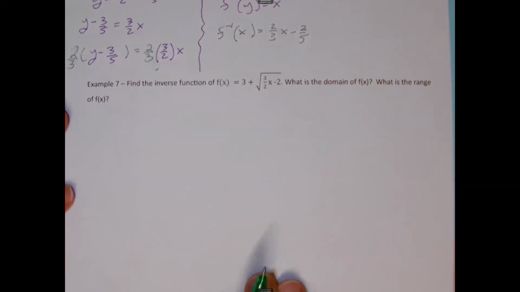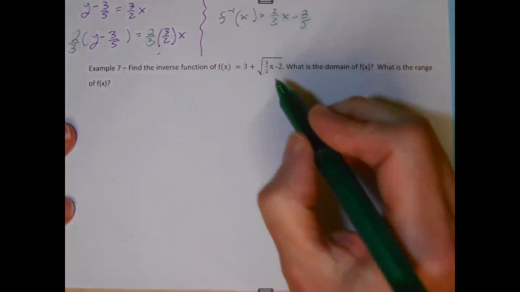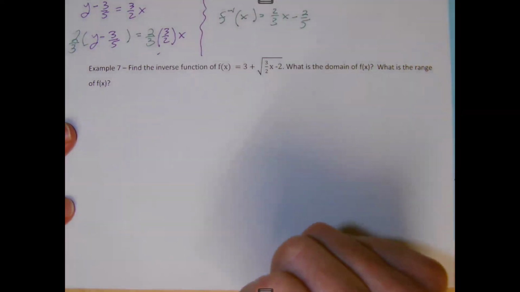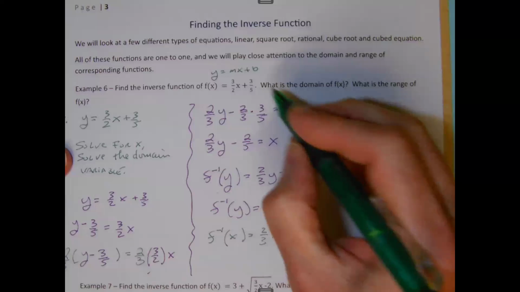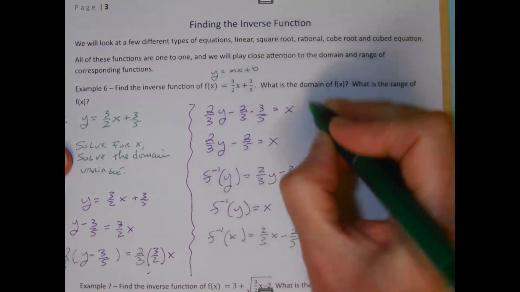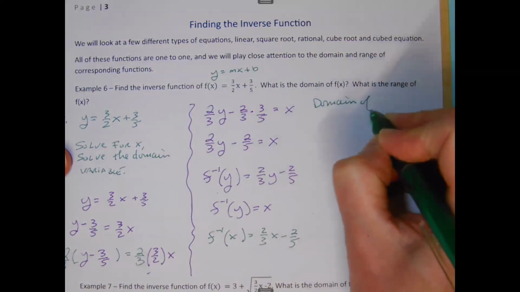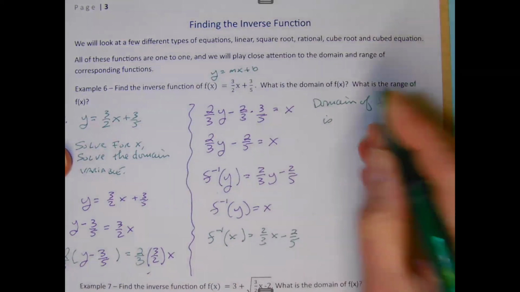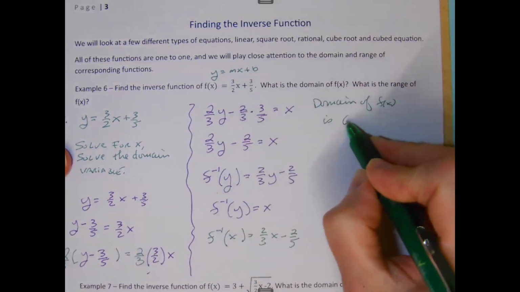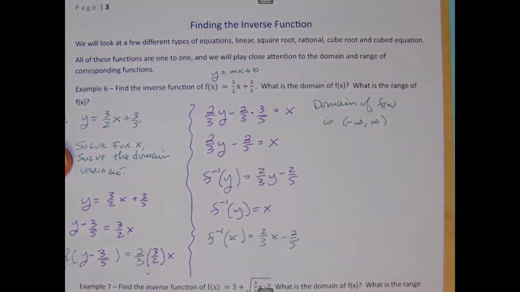Find the inverse function of f of x equals 3 plus square root of 3/2 x minus 2. Fantastic. Oh, let's go back here. Sorry, I forgot already. What is the domain of f of x? So remember, this is a linear equation, so the domain of f of x is negative infinity to infinity. That is the domain of f of x.